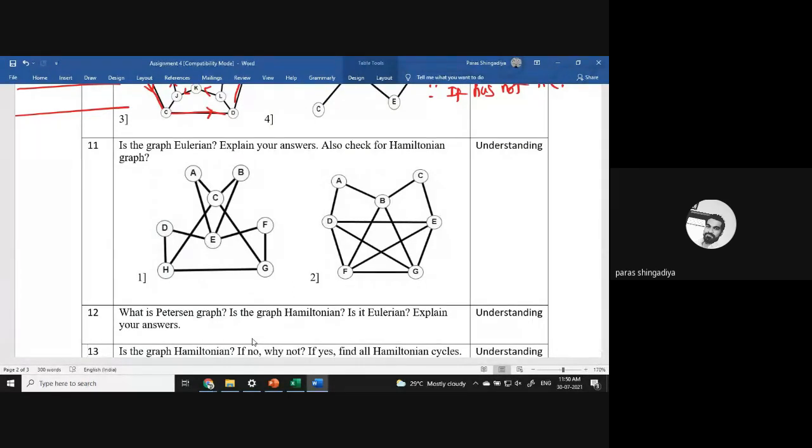Now the next question is question number 11. Is the given graph Eulerian, meaning an Euler graph? Explain and answer. Also check for a Hamiltonian graph. You have to check both. First check the Eulerian case, meaning first verify whether it is Euler or not, and then write for the Hamiltonian graph. Check both graphs for both properties. So first write and then we'll discuss.